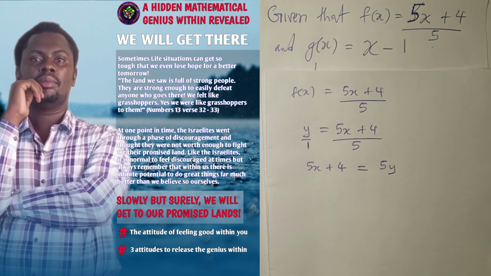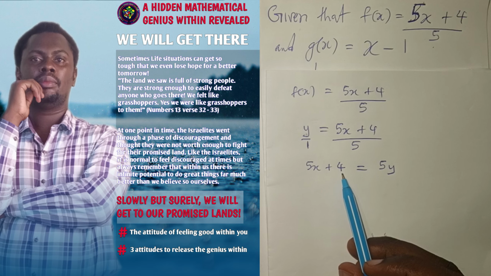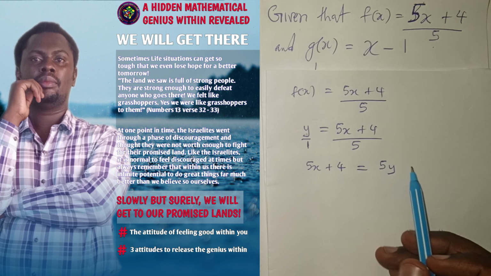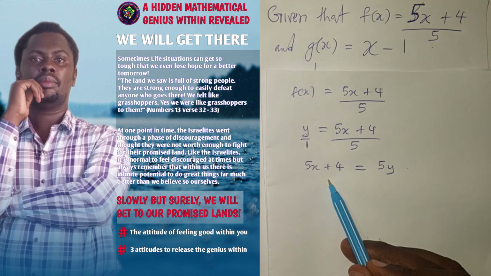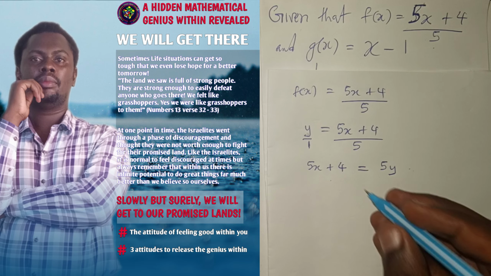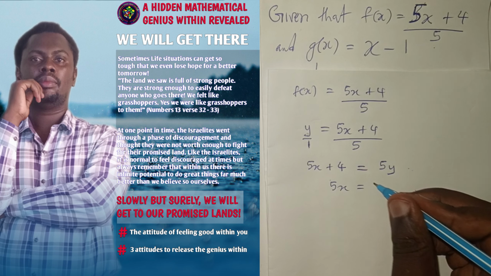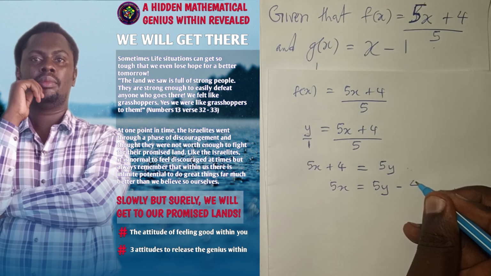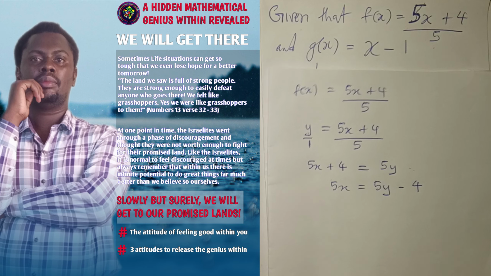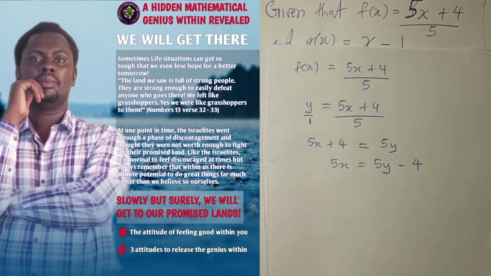We want to make x the subject of the formula. Any term that doesn't have an x, you take to the other side of the equation. We have plus 4 here, which doesn't have an x, so we take it to this side. Here it's plus 4, this side it will be minus 4. So we have 5x is equal to 5y minus 4.